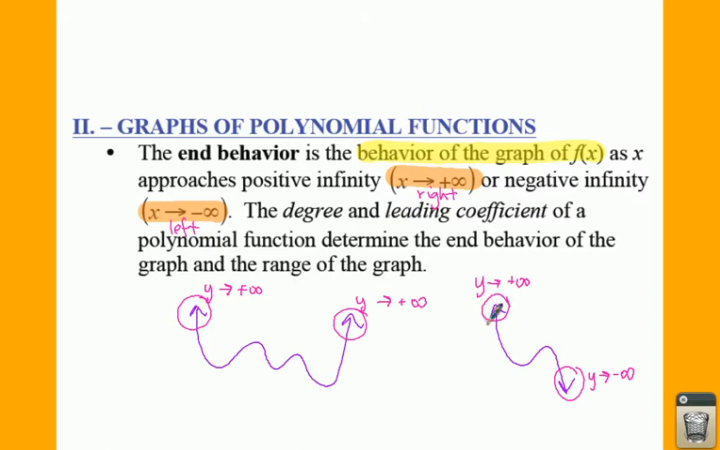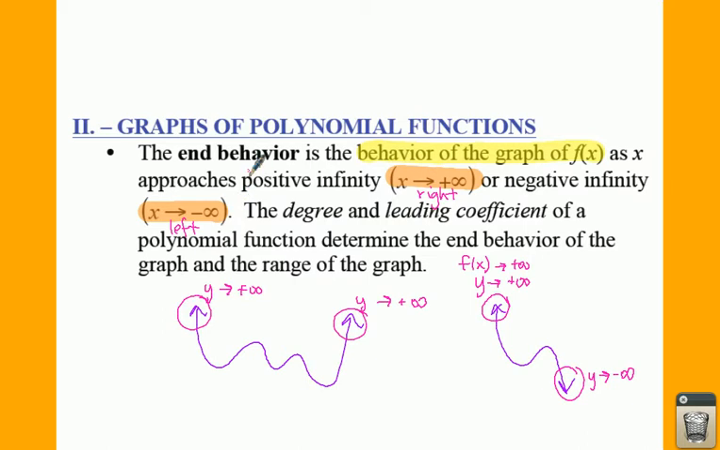Now, instead of saying y, what you want to say is f of x. So don't get all rattled just because it says f of x instead. So we're going to put f of x approaches positive infinity. Whenever we talk about the left and the right parts of your graph, the right part is where x approaches positive infinity, and the left part is where x approaches negative infinity.